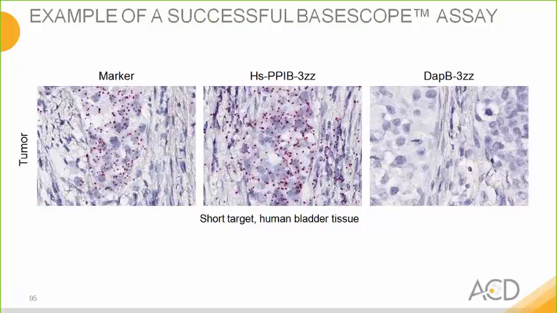Again, here's an example of a successful BaseScope assay. To the left, you would see the marker in a short target in the human bladder tissue. In the middle, you would see the 3ZZ human PPIB positive control probe. And to the right is the DAPB 3ZZ negative control probe.